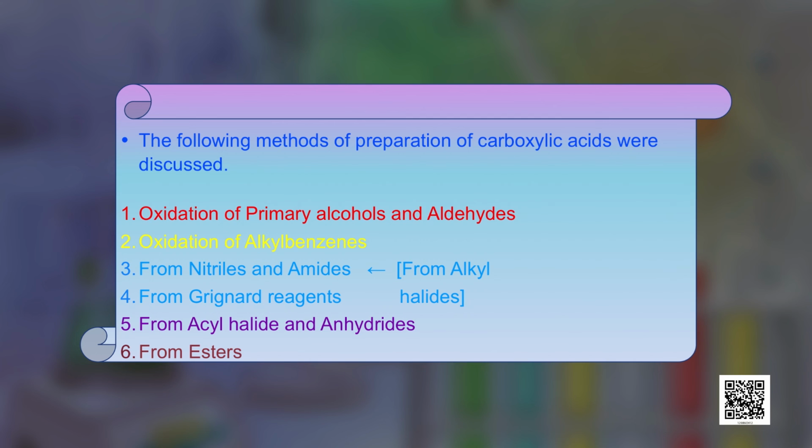The number one method is oxidation of primary alcohols and aldehydes, second is oxidation of alkyl benzenes, the third is that hydrolysis of nitriles and amides also gives us carboxylic acids. Then from Grignard reagents, which ultimately started from alkyl halides, and then the fifth method we discussed was from acyl halides and anhydrides, and finally from esters. Esters also on hydrolysis yield carboxylic acids.